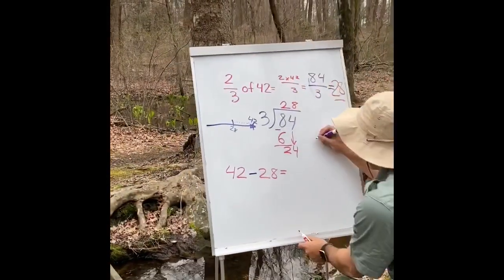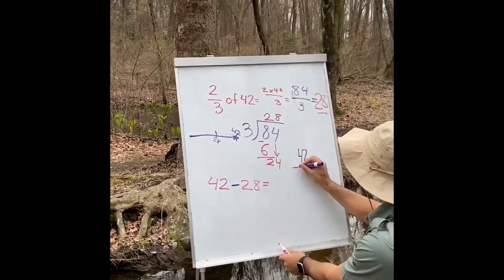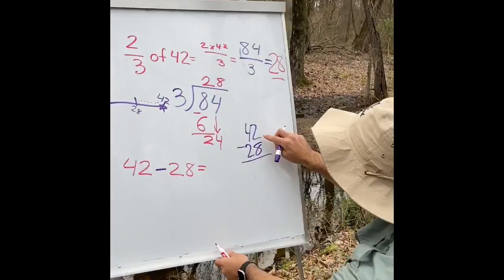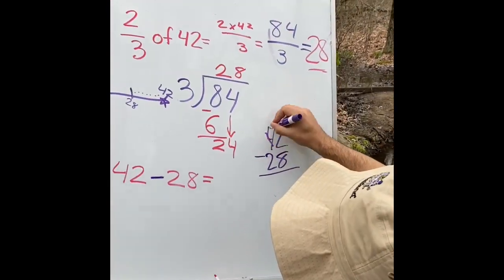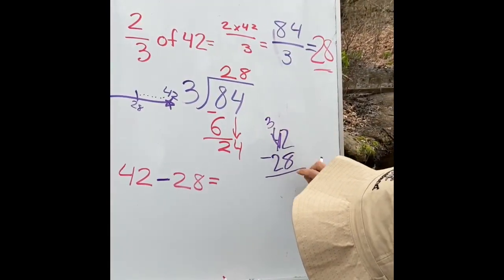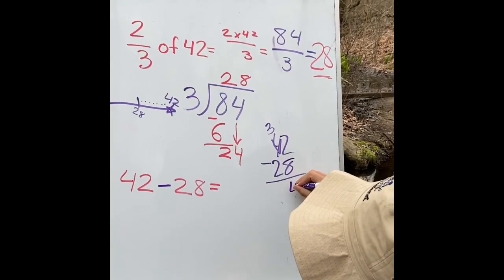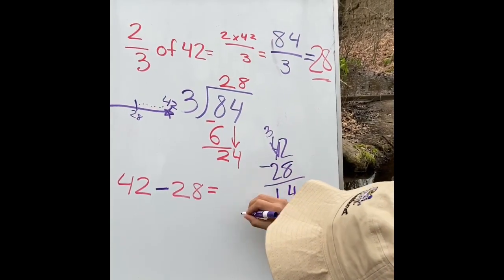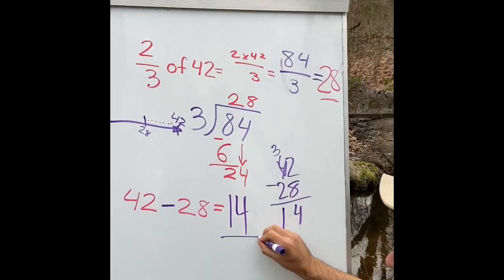When we do 42 minus 28, we go 2 minus 8. Can't do. Cross this off, make it a 3. This becomes 12. 12 minus 8 is 4. 3 minus 2 is 1. We have 14 miles left to go.